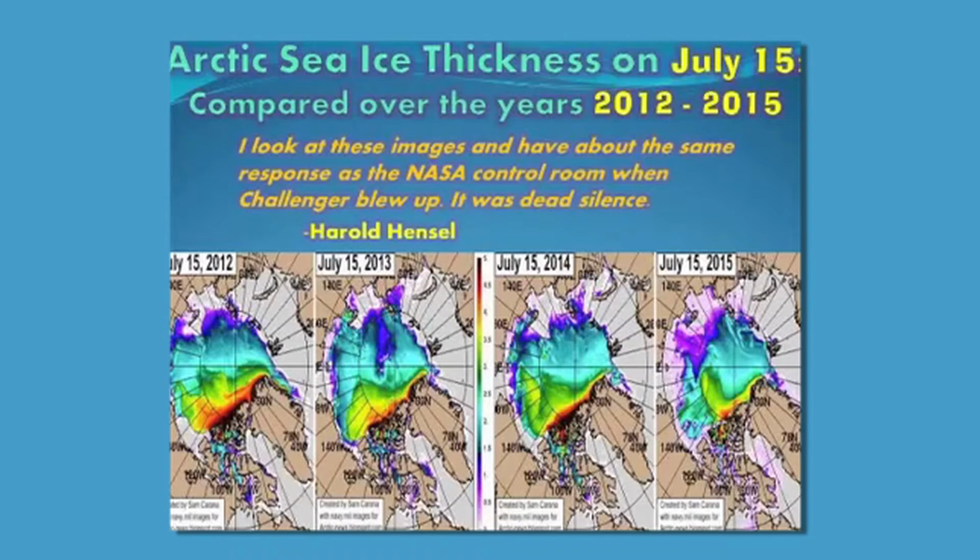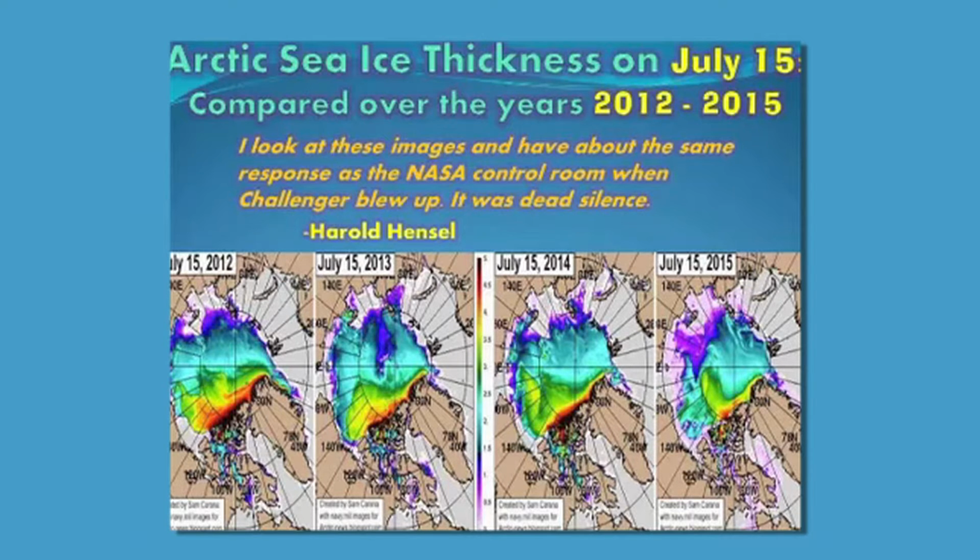Now, this is fascinating. Take a look at this. These are 4 maps from 2012 to 2015, and this is the sea ice thickness compared across July 15th for 4 years. Take a look at July 15th, 2015, the last picture in this series. You'll see the sea ice is practically nothing compared to where it used to be.